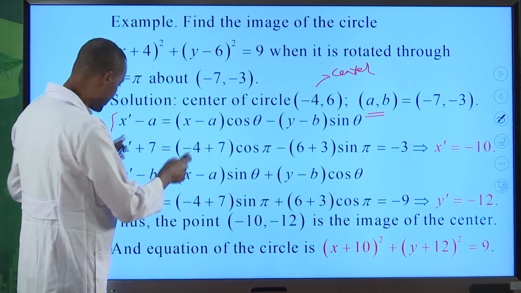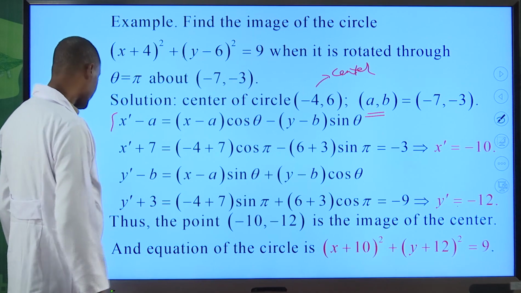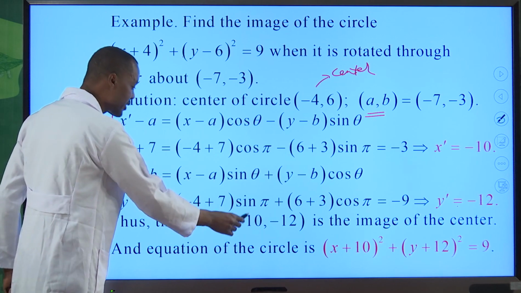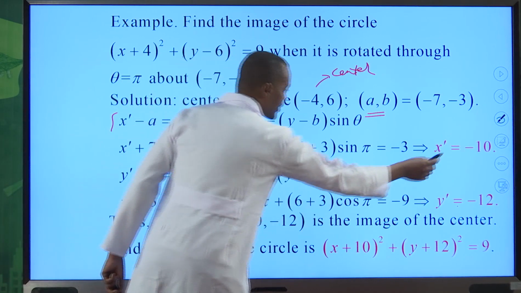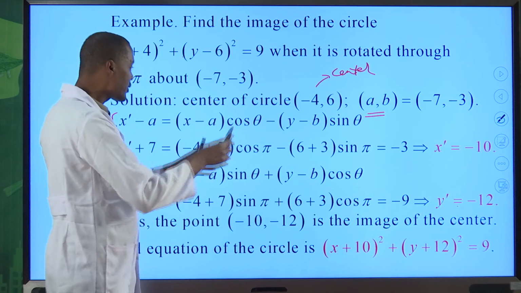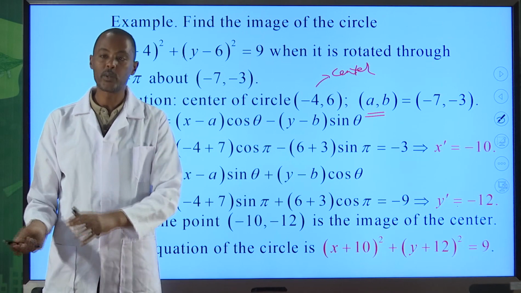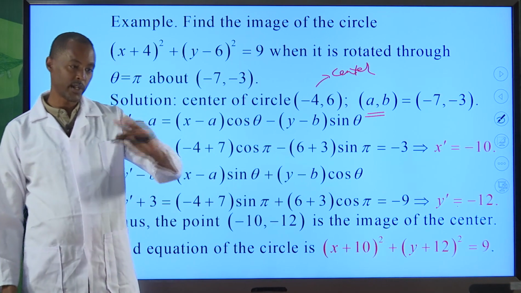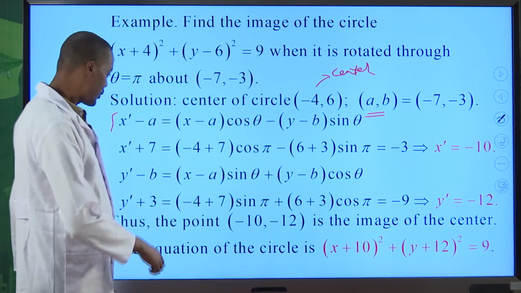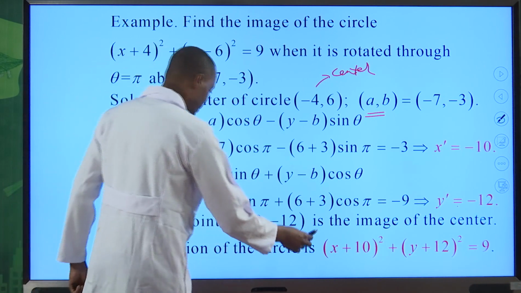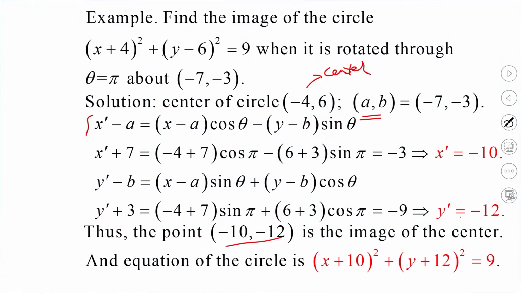That is simply a direct substitution into our formula, and thus the point (-10, -12) is the image of the center of our circle. The circle is there, and when we rotate it, it is mapped to a new center, and the equation of the new circle will be, because the new center is this one, (x + 10) squared plus (y + 12) squared. But as you see, the radius will be equal.